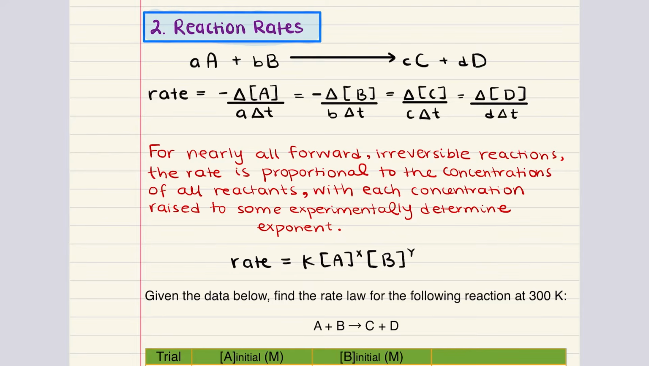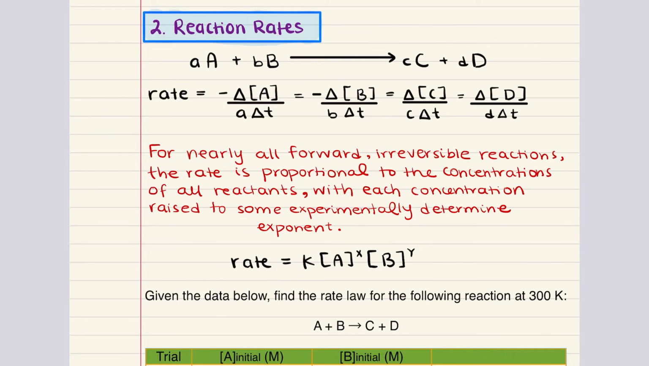The basic definition of the rate of reaction is the change in concentration of reactants or products over a given time period. And so that tells us how quickly a reaction proceeds by measuring how much of a reactant is consumed or how much of a product is formed in a specific time frame.